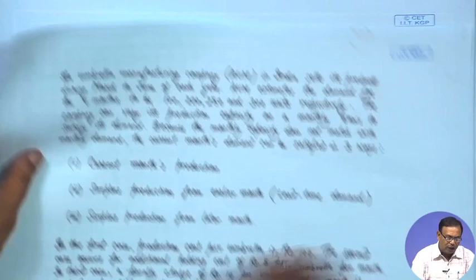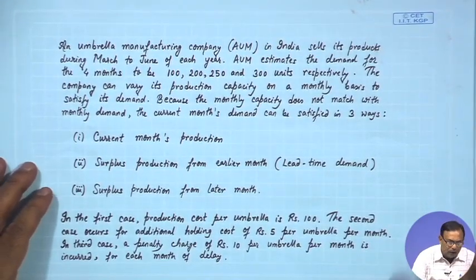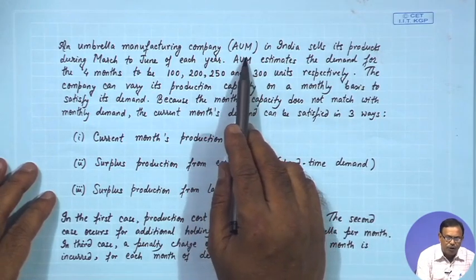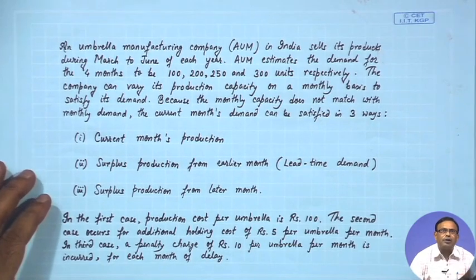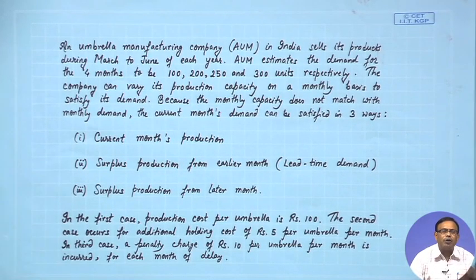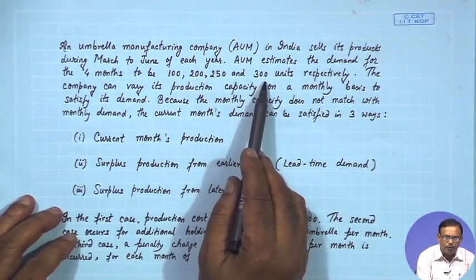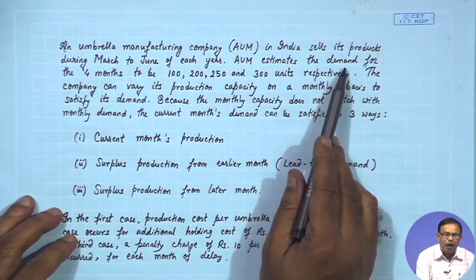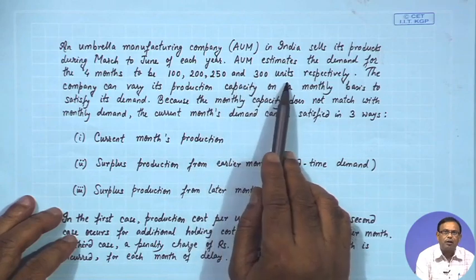Now, let us see from a problem how to formulate the transportation model. You see one example here: an umbrella manufacturing company, which we will afterwards denote as AUM, in India sells its 3 products during March to June every year. AUM estimates the demand for the 4 months, March, April, May and June, to be 100, 200, 250 and 300 units.